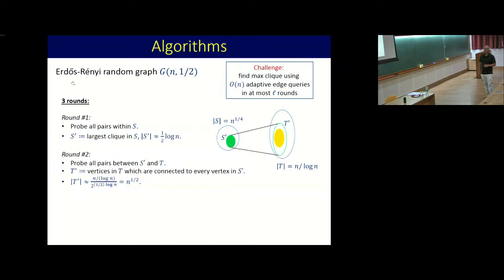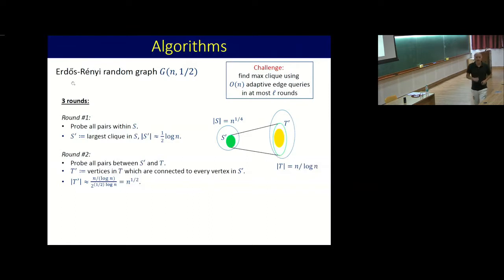Why am I choosing only n over log n? Well, what am I doing with them? I'm going to query between S prime and T. How many edges are between S prime and T? S prime has log n, so I can only do n over log n. So the number of queries is linear. So this is the algorithm where delta is 1. You can repeat it for any delta, same procedure. You get a result that's more general.